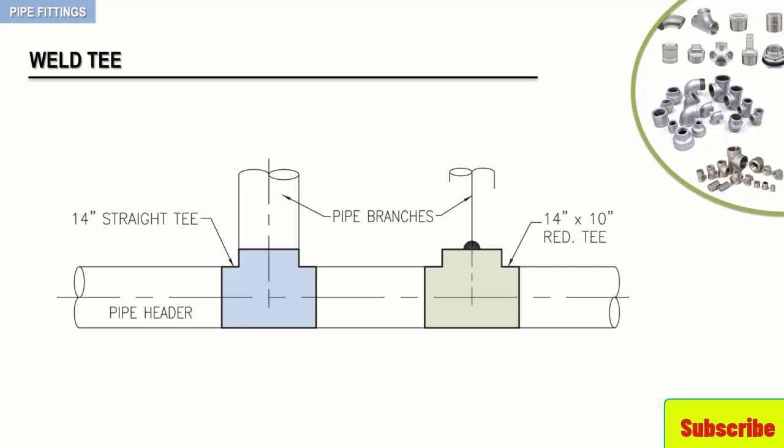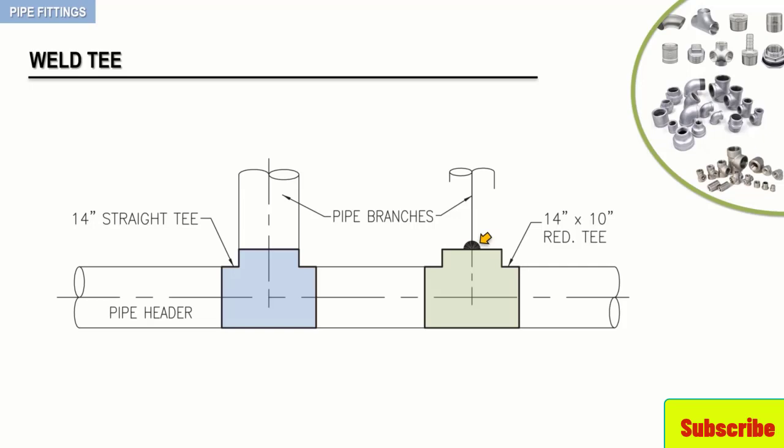Notice here, the weld tee requires 3 welds be made to install the fitting within the header. Also, pay particular attention to the weld dot that you can see here, which is used to represent the weld on the 12-inch and smaller branch outlet on the reducing tee.